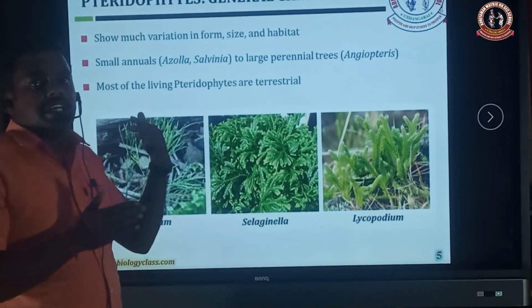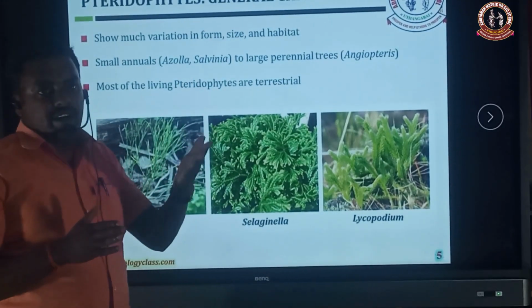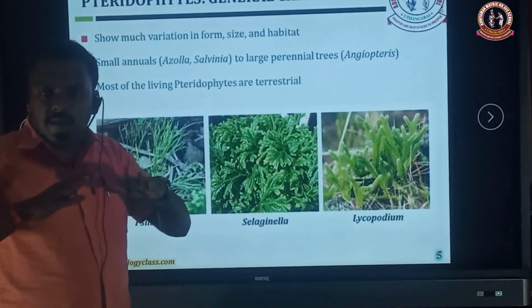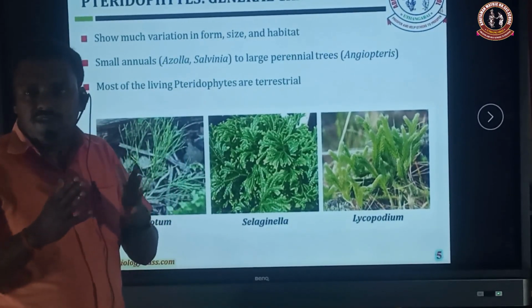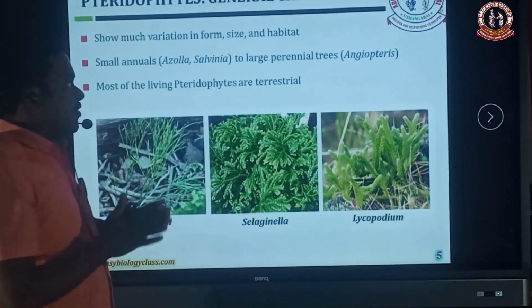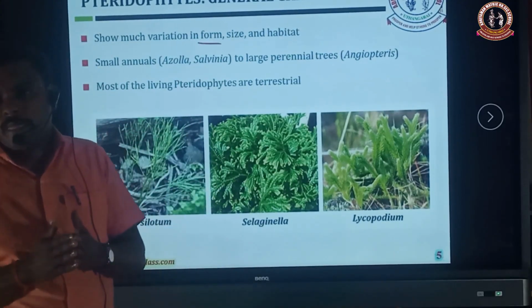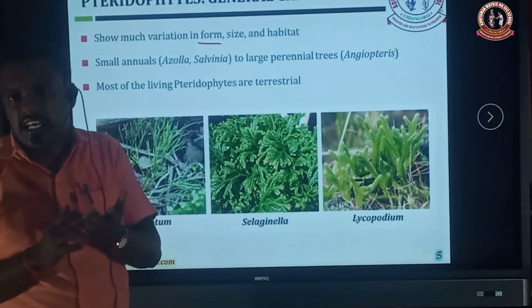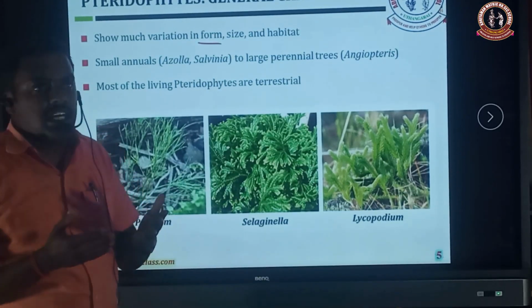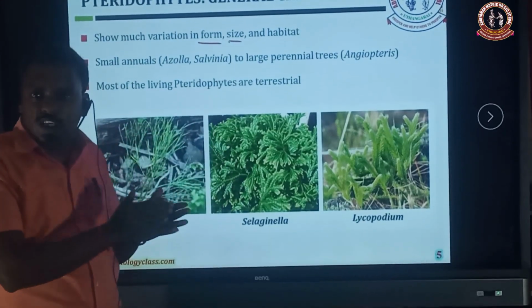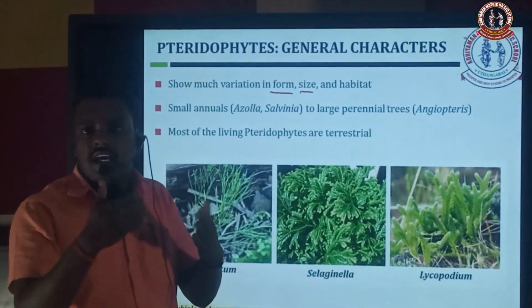That means 400 genera are present, with 10,500 species. So these are all different types of pteridophytes, and different types of variation are present. The first one is the variation in form. How will it be formed? Land form, hill station, and aquatic regions. Then size also differs from one pteridophyte species to another.